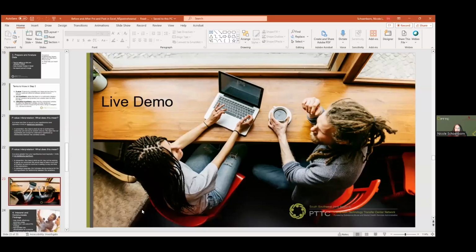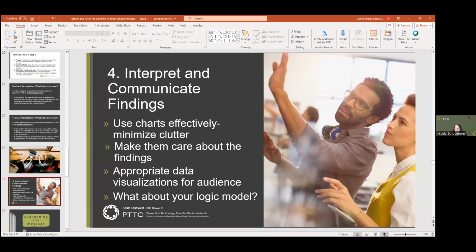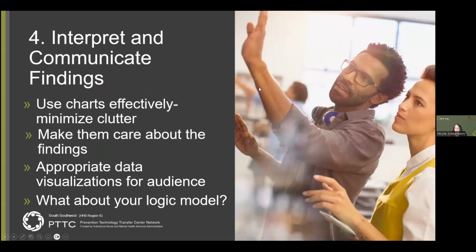All right. So we are now going to go on to interpreting and communicating our findings. And this is really one of the most important pieces. So we can use our charts effectively, we've got to minimize the clutter. We want to make people care about our findings, right? And we have to think about who we're communicating our findings to and what that means. We want to use appropriate data visualizations for our audience and really tie things back to that logic model.